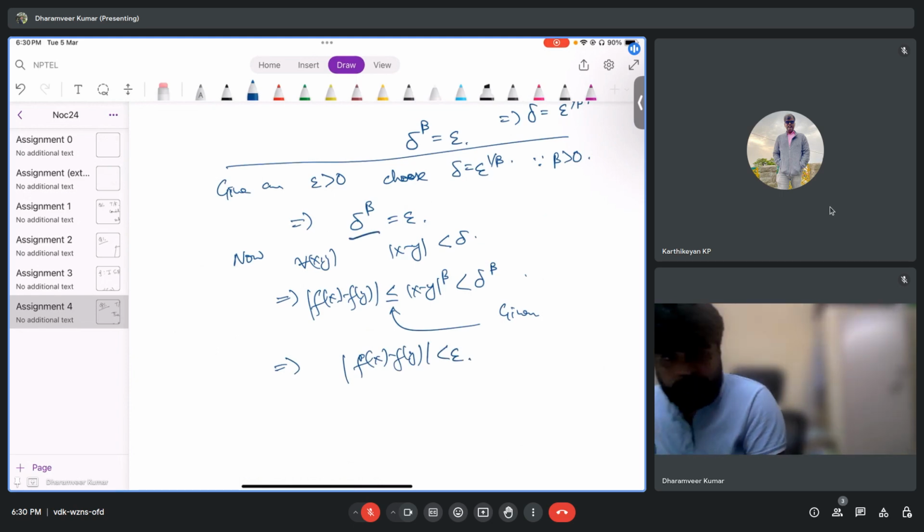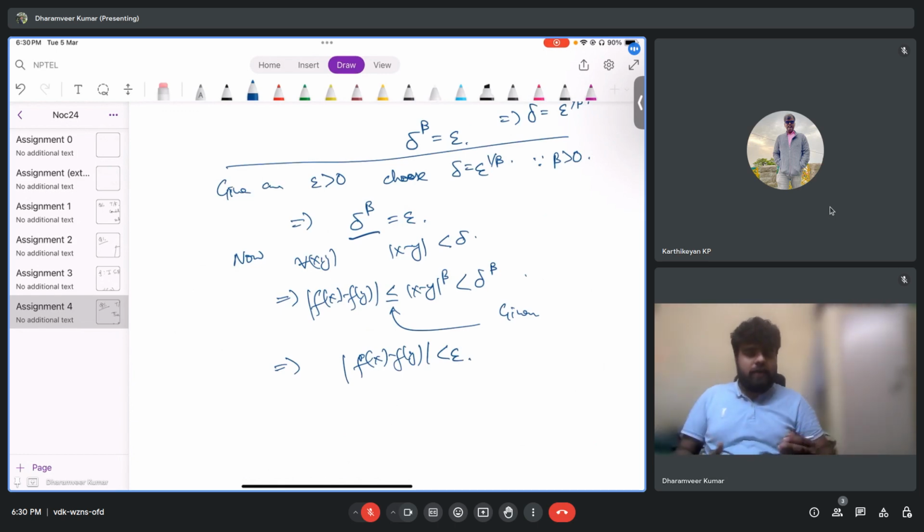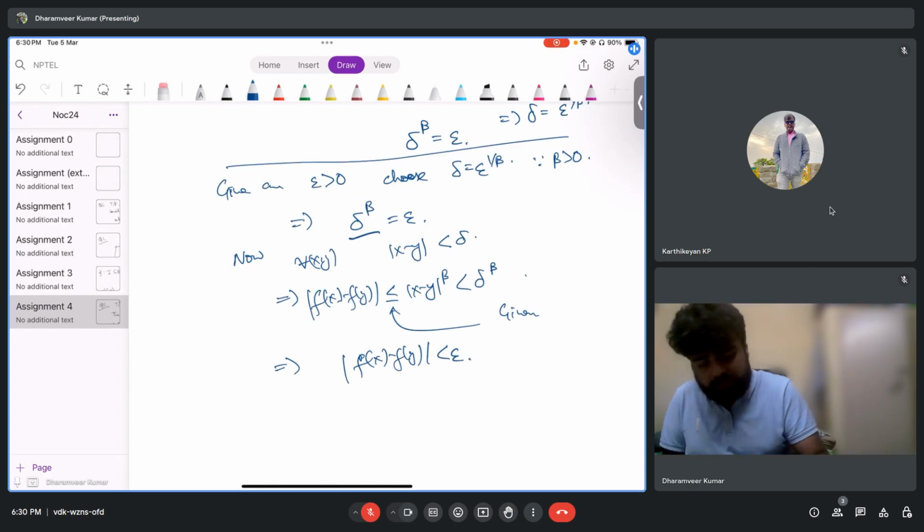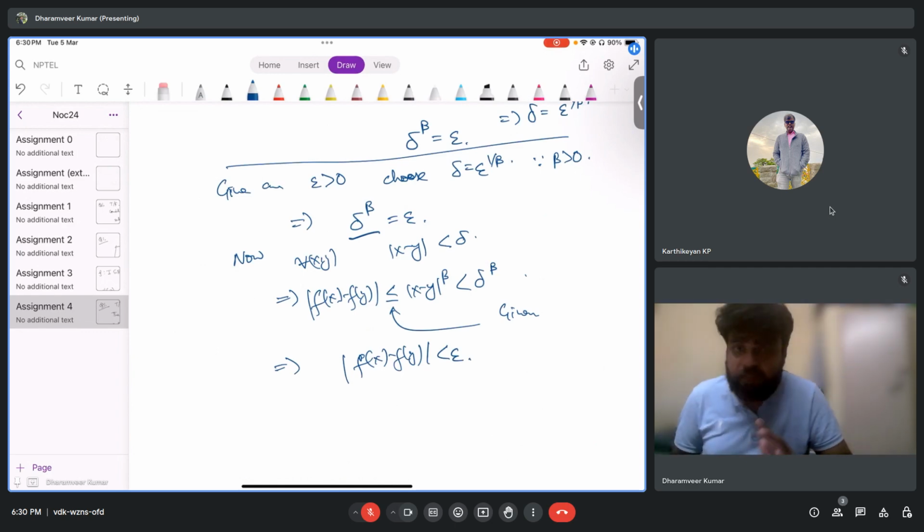It also depends on beta. Beta is a parameter. It doesn't depend on x or y. This is what they're asking. So hence you can call it uniformly continuous. If you have any doubts, please ask me.